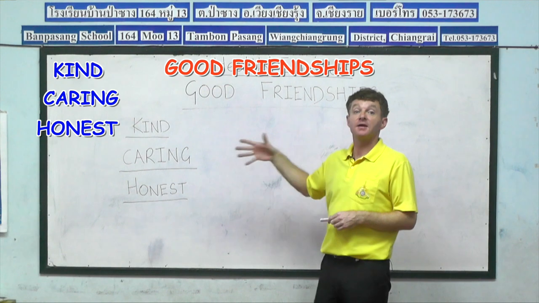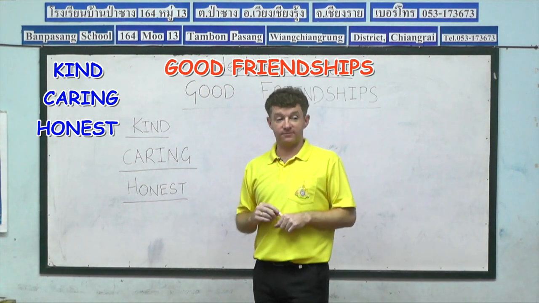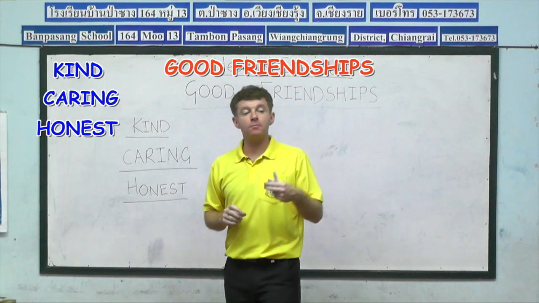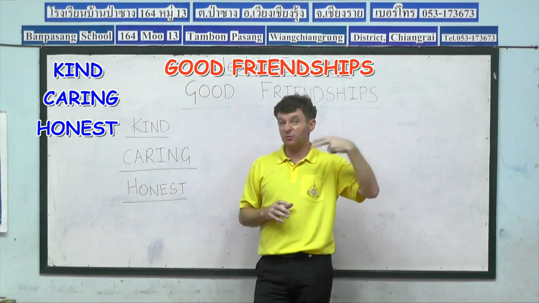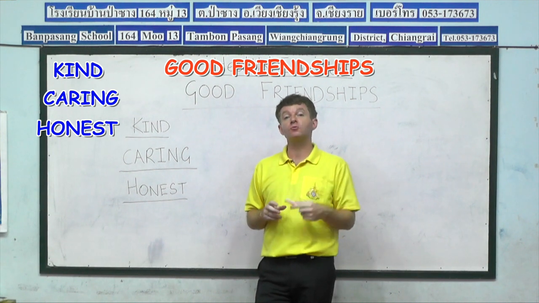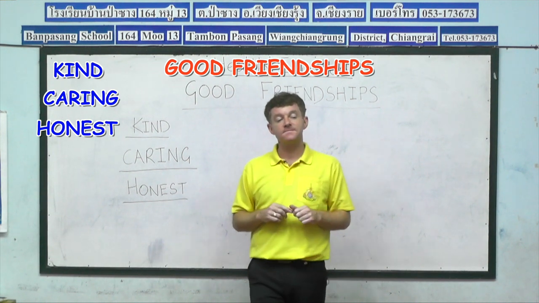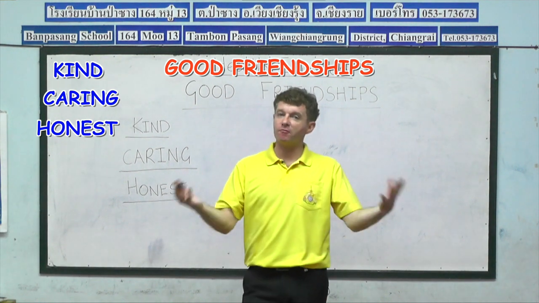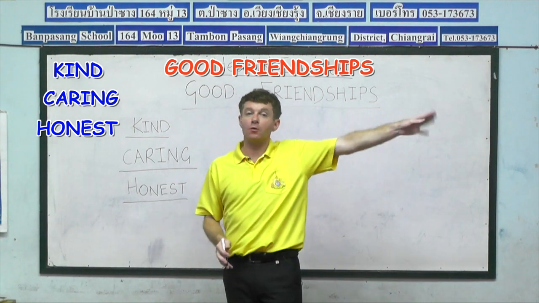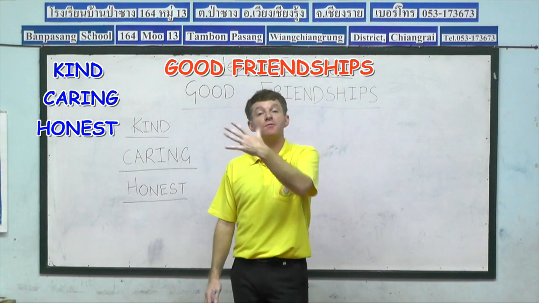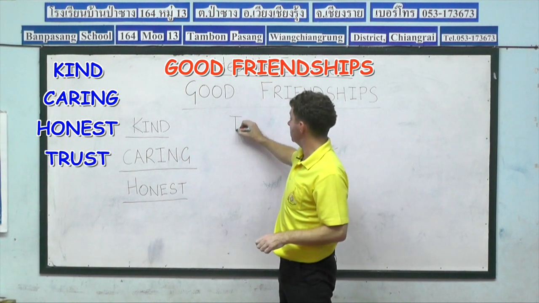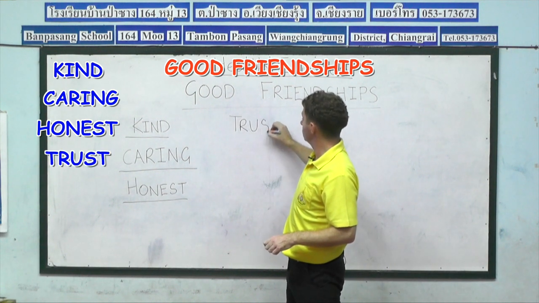So three very good important factors in good friendships. Kind, caring, honest. Yes. And then another word similar to honest but beginning with T. If somebody, particularly a friend, tells us an important secret, should we tell other people? No. In that case, what should we display? Trust, I think you just said it. Exactly. If our friends tell us something important and maybe quite personal, we don't want to go off and tell other people our friend's secrets because our friend needs to be able to trust us. And trust is spelled T-R-U-S-T.